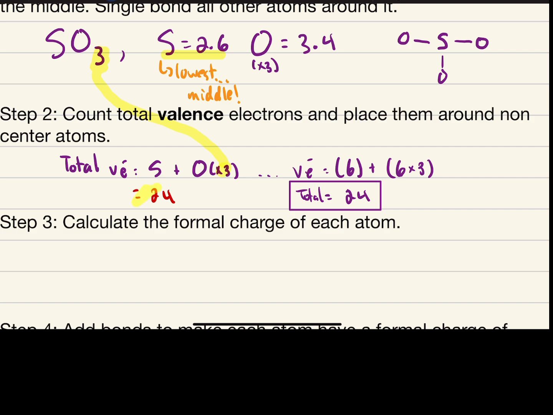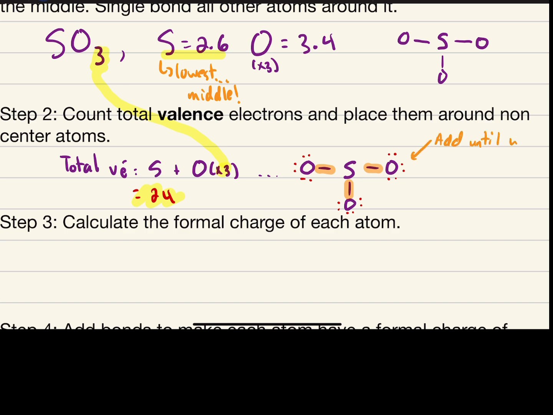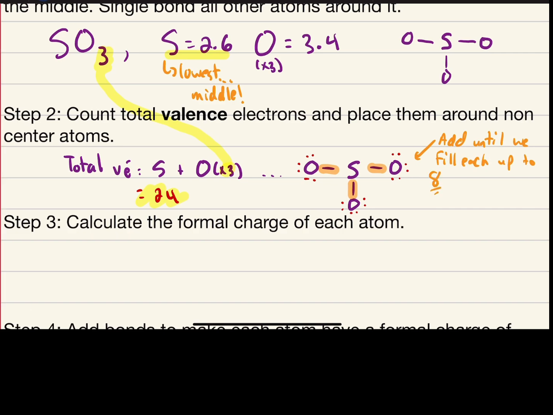Now, once we've done that, we're going to place those electrons around the non-center atoms. In this case, that would be the oxygen, right? The atoms that are not the center of this compound. And remember that each bond counts as 2 electrons already. So we're going to go 2, 4, 6 from the bonds. Then each oxygen is going to have 6 electrons on it, and we add until each of the octets are full. In this case, if we include the bond, that's 6 electrons for the oxygen, plus the bond that makes 8. And of course, 8 times 3 gives us the 24 electrons.